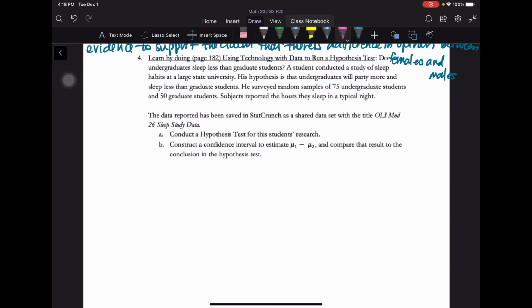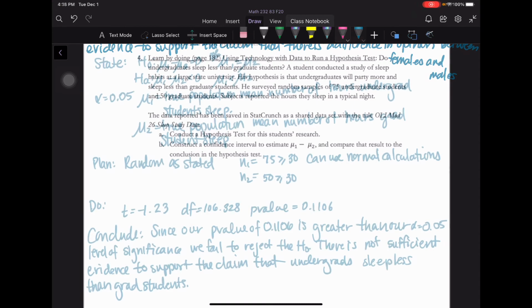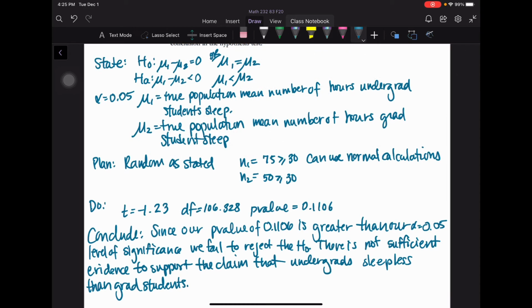For number 4, I would like you guys to go ahead and calculate the hypothesis test and construct a confidence interval on your own, and then come back and compare your results. Here we are with our finished conclusion. In the state, this problem was asking about whether undergrad students sleep less than graduate students, which we will write as mu1 minus mu2 equals 0, and then less than for our alternative hypothesis. You see the both ways that I've written it here.